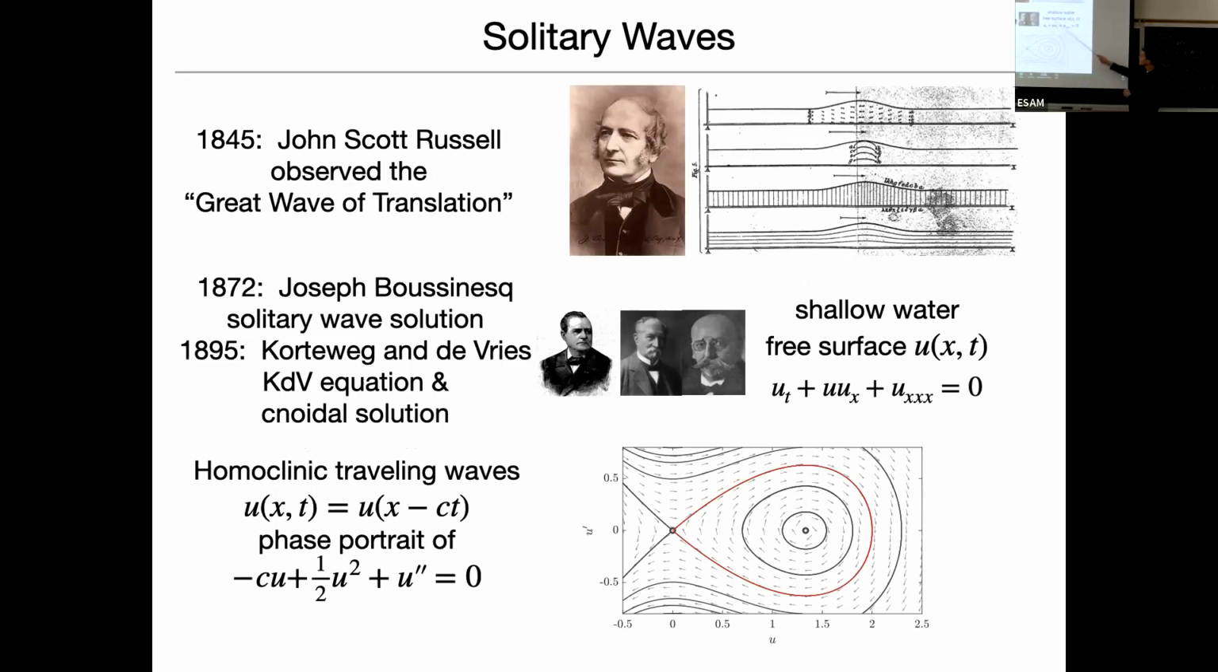And he went into a lab, and here's some of his lab measurements of such a great wave. And it took a little while for people to find a simple mathematical model and solution to describe this wave. And it was left to Boussinesq and Korteweg and de Vries to finally do that. And so here's what we now call the KdV equation. And if we look for traveling waves, we can integrate once, get this nonlinear ODE, and here's the phase portrait, okay? And the red one is the homoclinic orbit. There's a saddle there. And this homoclinic orbit is the soliton, or solitary wave, okay?